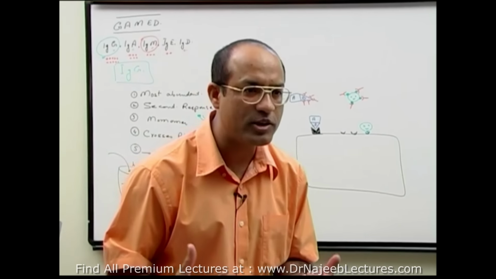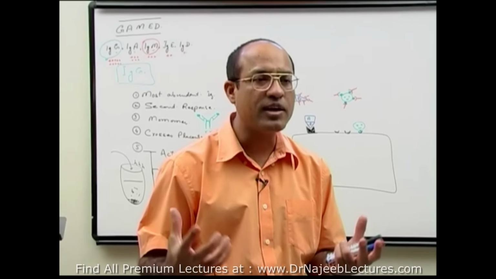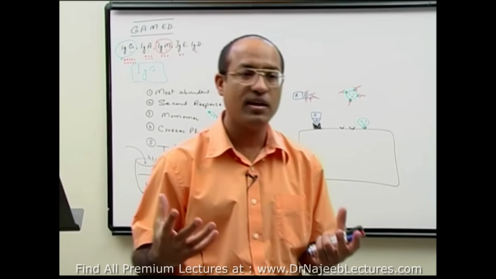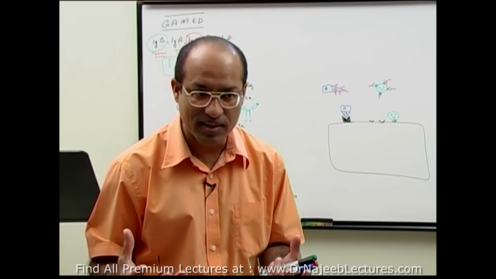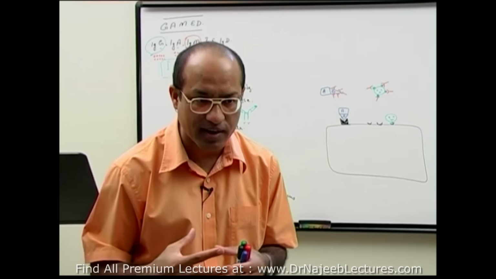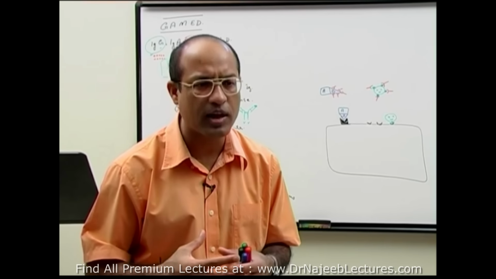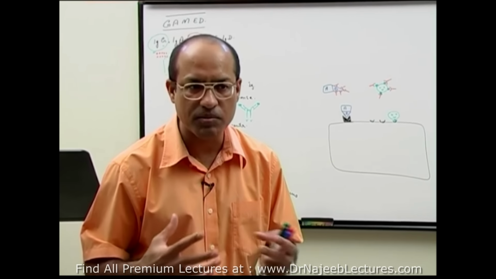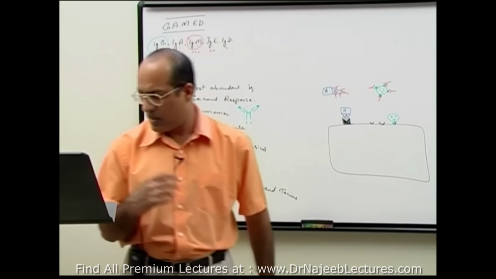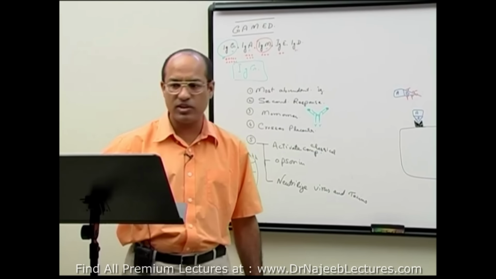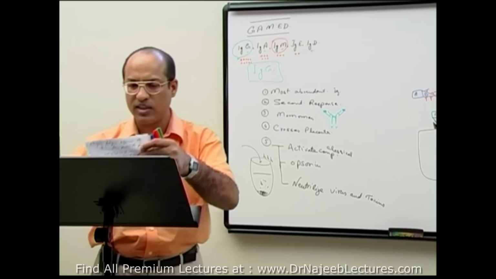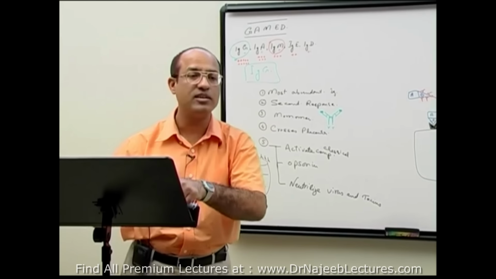Agglutination means that the antibody should cross-link multiple particulate matter, right? Like multiple bacteria are cross-linked and clumped, or multiple RBCs are clumped. This is a function of pentamers of IgM. Is that right? So these are a few words about IgG. Now we will talk about IgA.